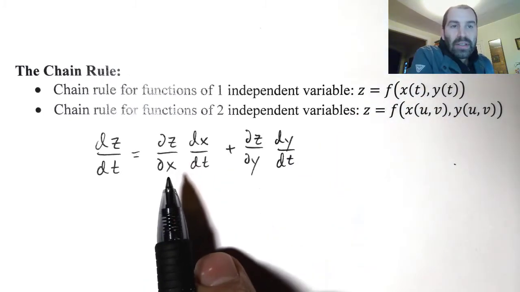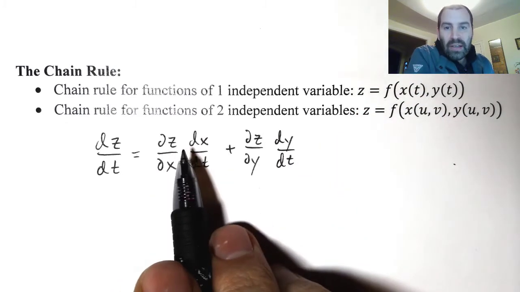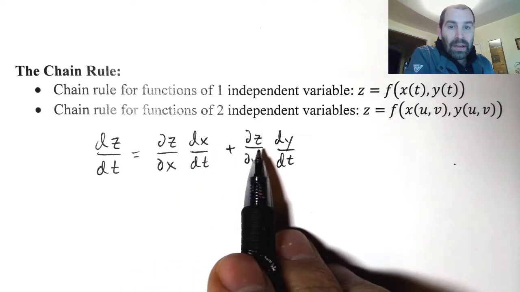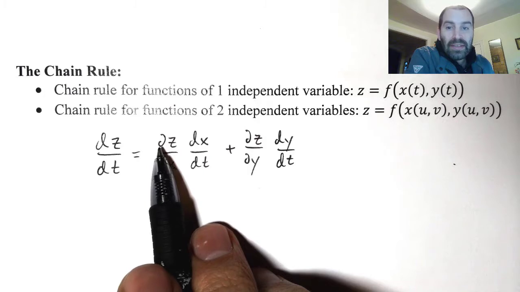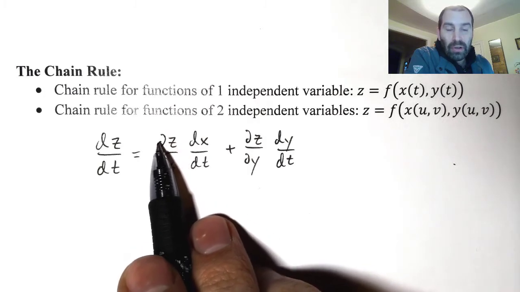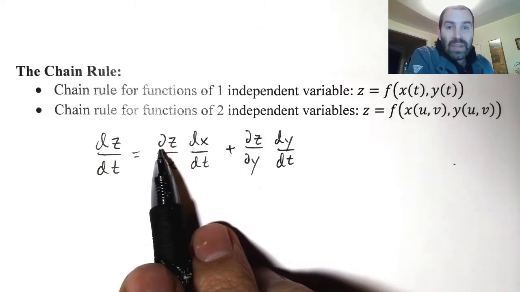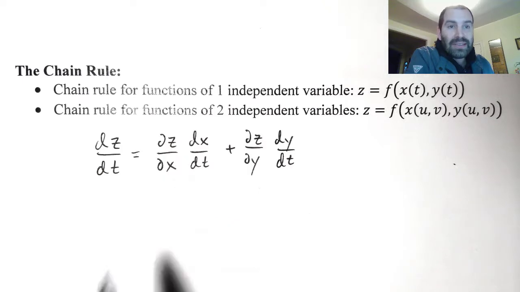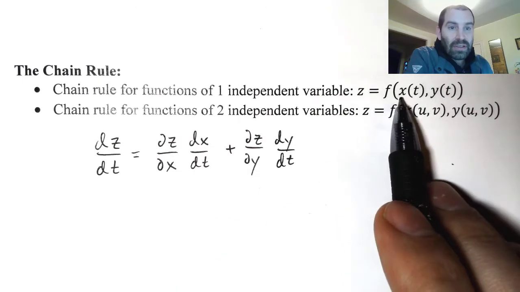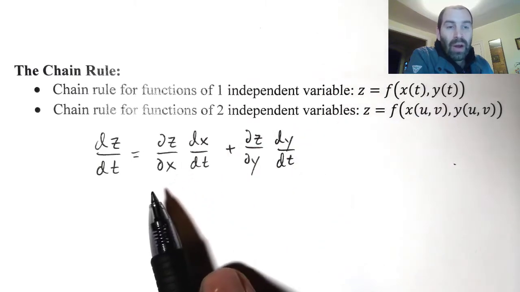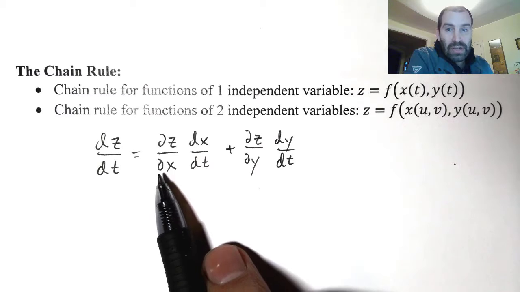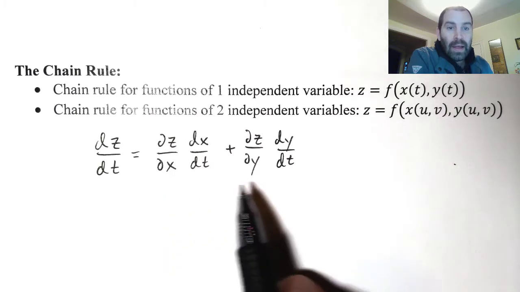Now, notice that I wrote the d's differently, depending on what part I'm writing them in. And there's a reason for that. This is a partial derivative, the curly d. The reason I'm using a partial derivative is because z is a function of two variables. Z is a function of x and y. So whenever we take a partial derivative, we use the curly d.